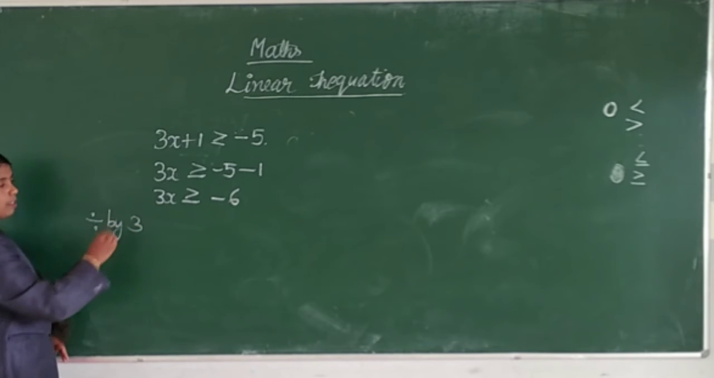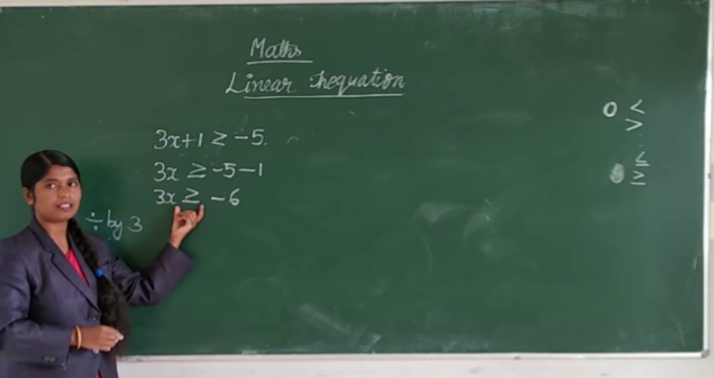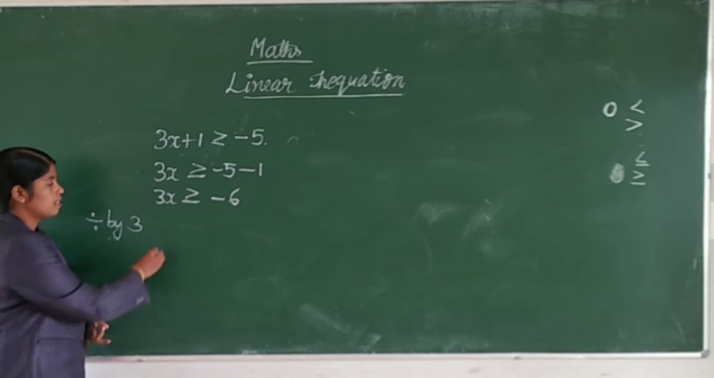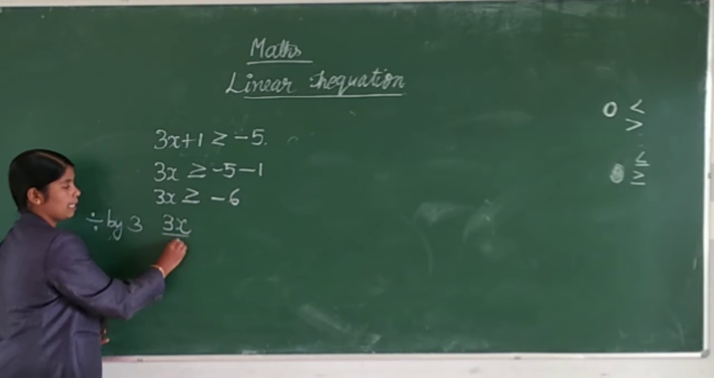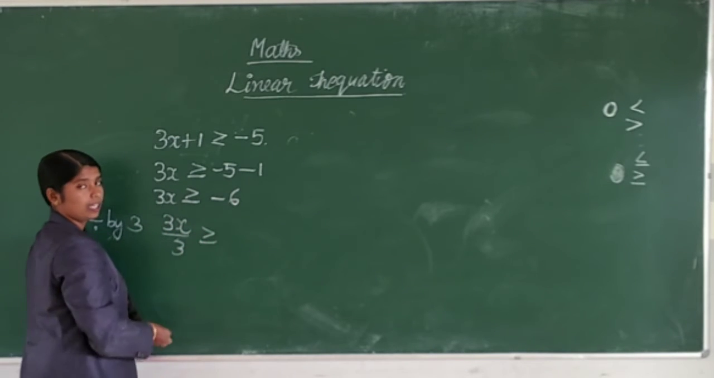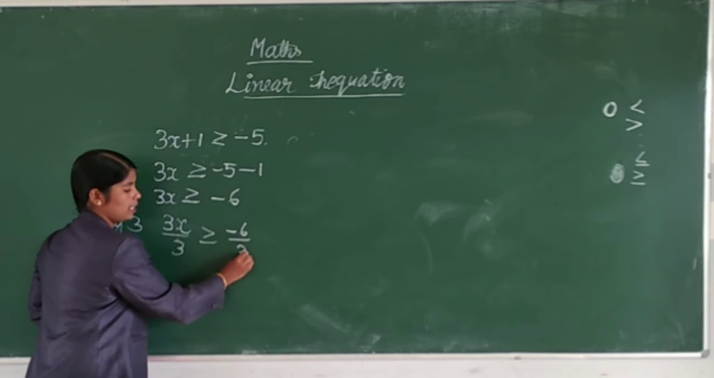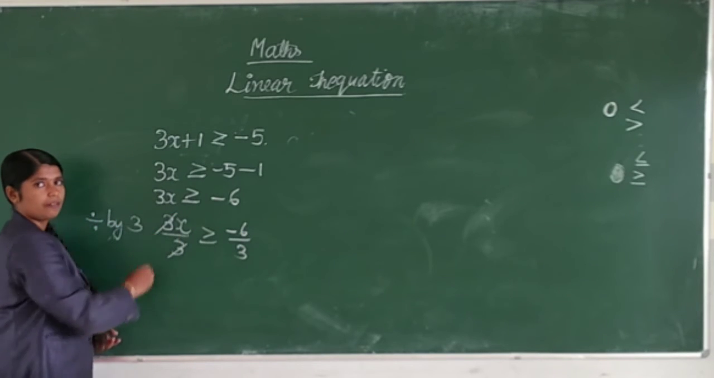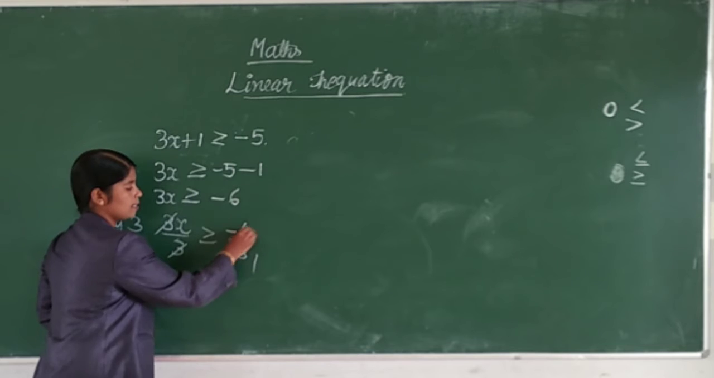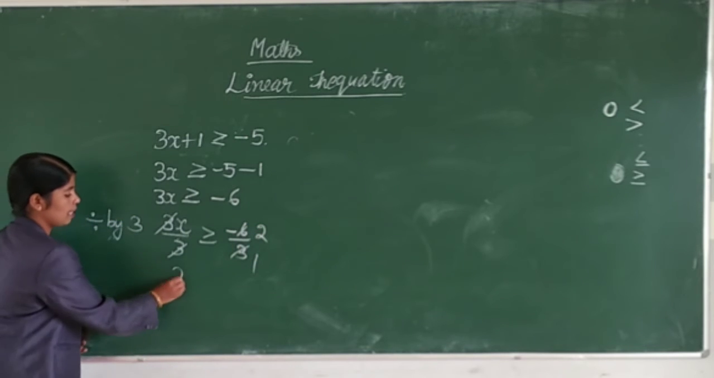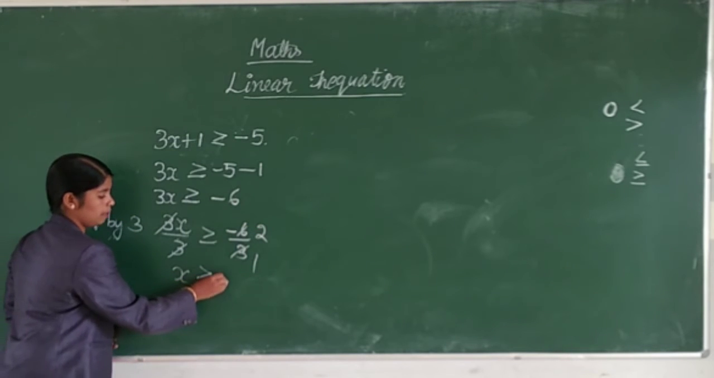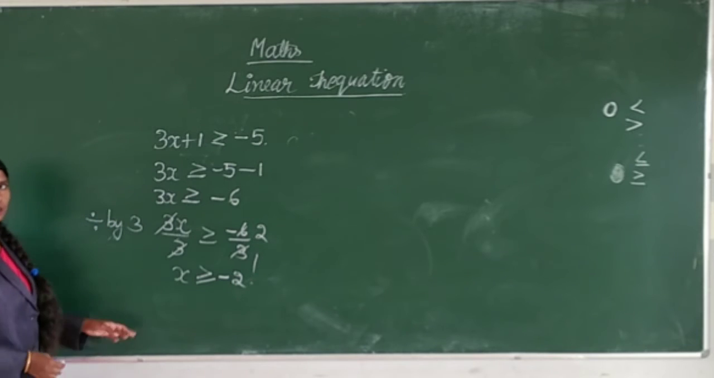Again, it is a positive number. We are not going to change anything in the sign of the inequality. So 3x divided by 3 is greater than or equal to minus 6 divided by 3. The 3s cancel: 3 ones are 3, 3 twos are 6. So x is greater than or equal to minus 2.